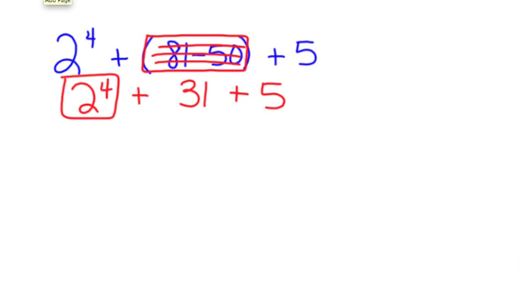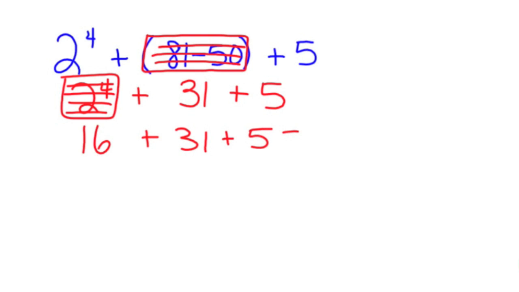Now 2 to the 4th power is 2 times 2, which is 4, times 2 again, which is 8, and then times 2 again, which is 16. So 2 to the 4th power is 16. So we'll cross out 2 to the 4th power and we'll use 16 instead. Now I copy down the rest of the expression, and now all I have to do is add.